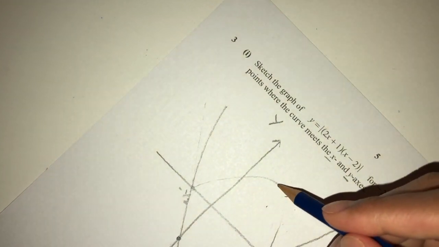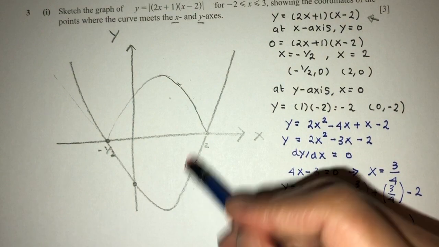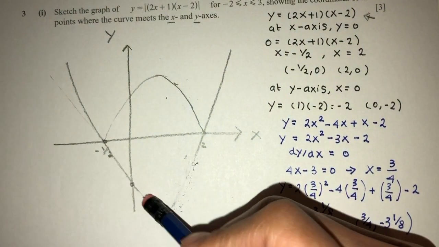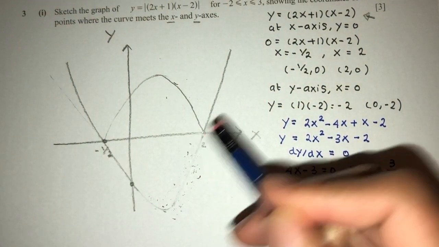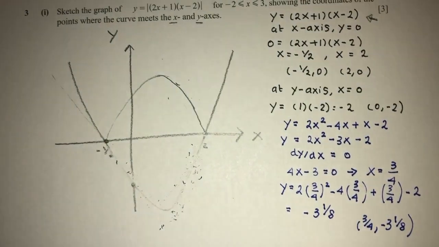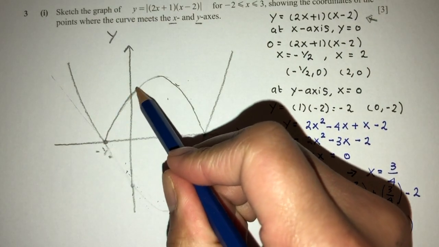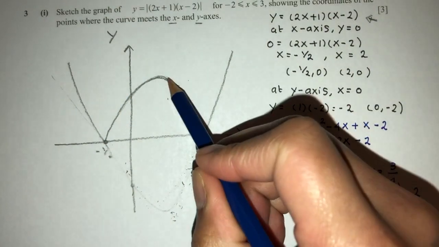Okay, so that will be your answer. Basically, in the end, you will have to erase the one at the bottom, and the one at the top will remain. So this one will go away, and this one will be your answer. So that's one way of doing this question.